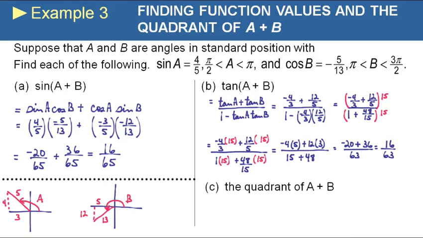Okay, now the next thing they ask us is to find the quadrant of A plus B, and you might be thinking there is no possible way, but it's really pretty simple. If sine is positive and tangent is positive, there's only one place that A plus B can go. Sine of A plus B came out positive, tangent of A plus B came out positive. That means the only possible quadrant is quadrant 1.